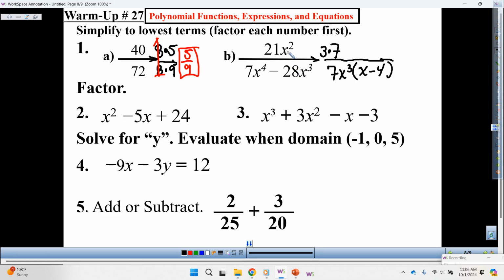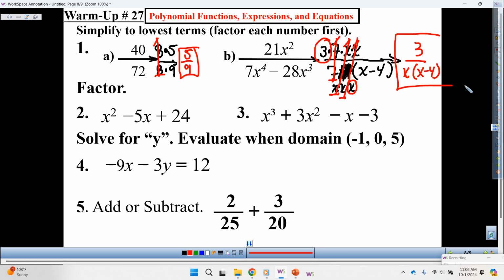Now check this out. The x squared, I'm going to write it as x times x. The x cubed down here, I'm going to write it as x times x times x. So let me scribble this out. So check this out. What is 7 over 7? 1. What is 1x over 1x? 1. What is 1x over 1x? 1. So what do we have in the numerator left? 3. What do we have in the denominator? 1x and the parentheses, which is x minus 4. Copy that, please.